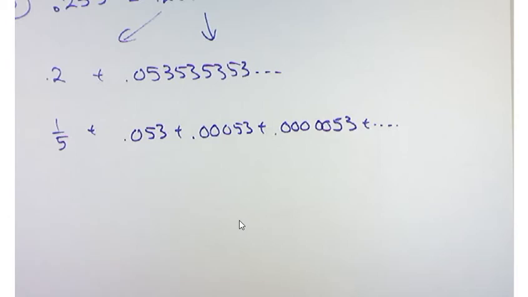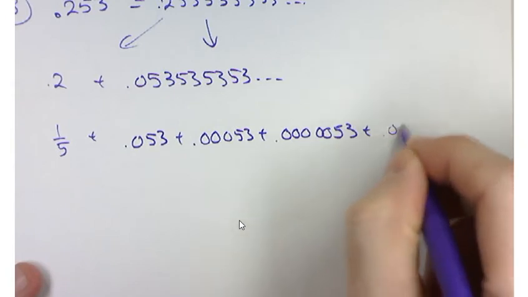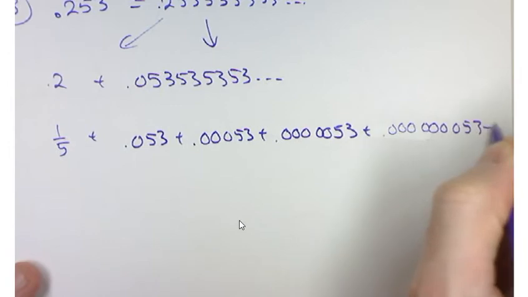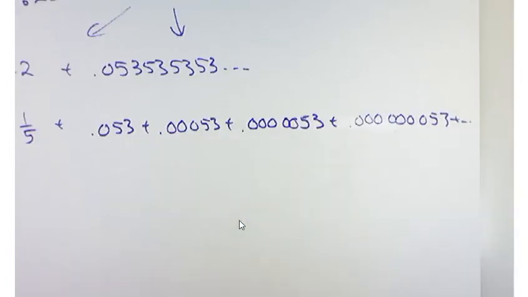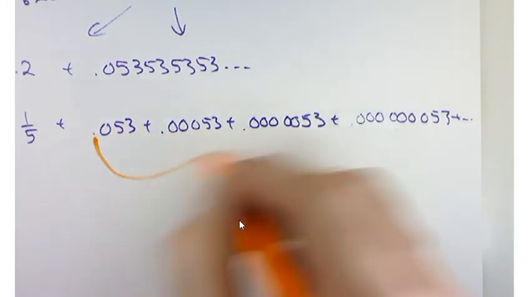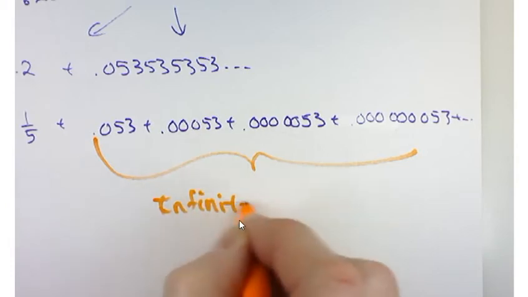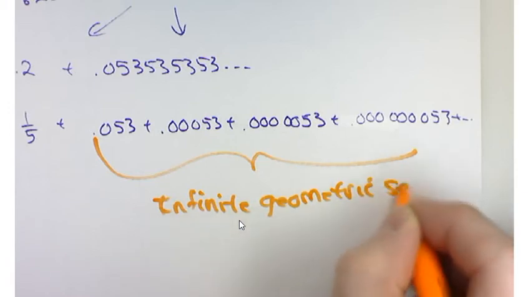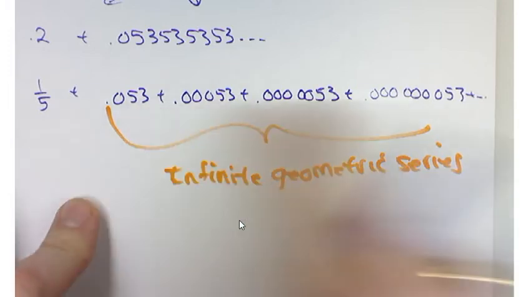The next one would have 7 zeros. Maybe I should put that one. You want to put that one? Sure. So the next one has 7 zeros: 0.000000053, etc. This is an infinite geometric series. And let's see if we can figure out a few things about this so that we can sum this up.